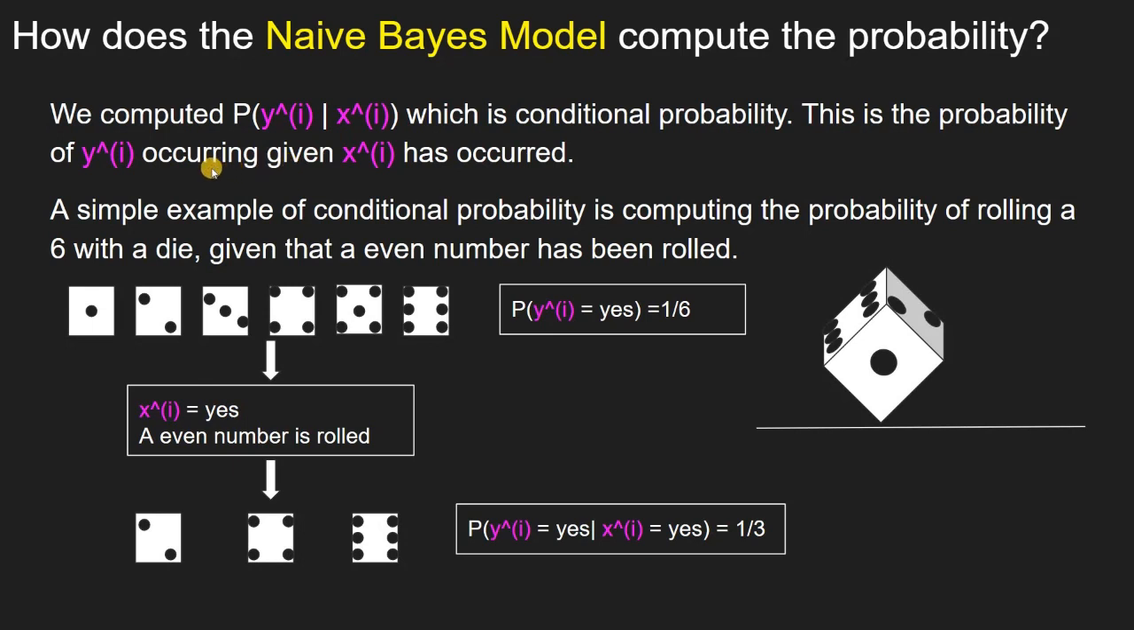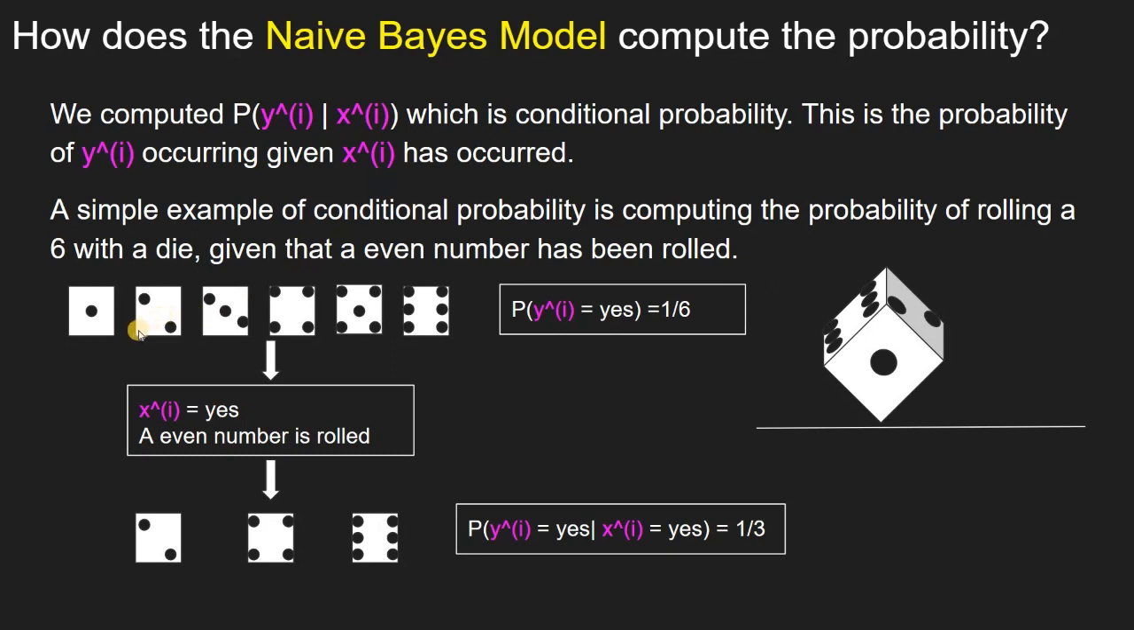So let's do a simple example of computing this conditional probability. A simple example is computing the probability of rolling a 6 with a die given that an even number has been rolled. Rolling a 6 is our Y of I event, and X of I is rolling an even number. So we want to compute the probability of rolling a 6 conditioned on having rolled an even number. Or said in terms of the random variables, the probability of Y of I equaling yes, conditioned on X of I equal to yes.